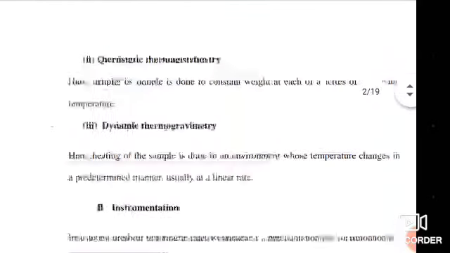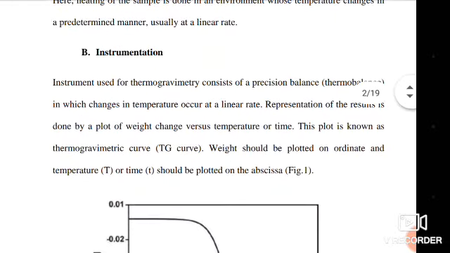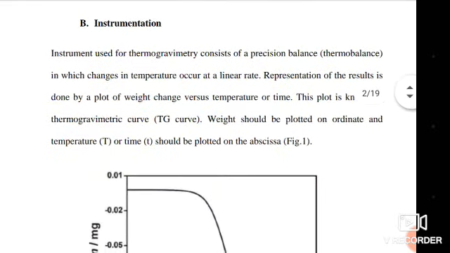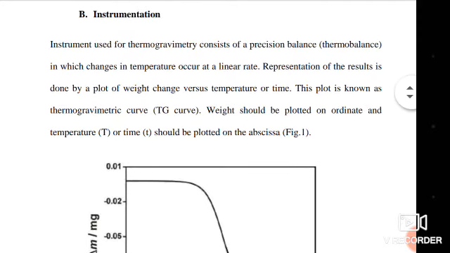Okay, this is about the theory of thermogravimetry. What are the types of thermogravimetry? Then next is the instrumentation of thermogravimetry. So the instrument used for thermogravimetry consists of the precision balance.